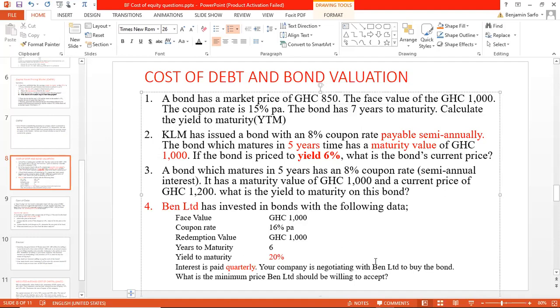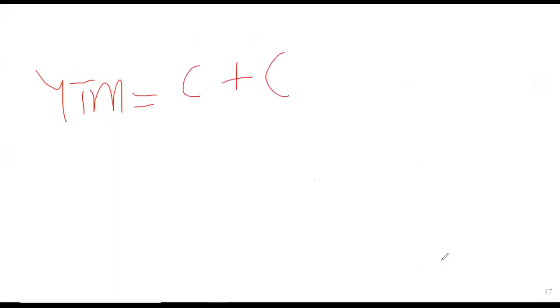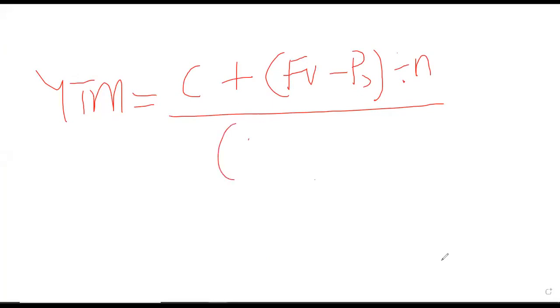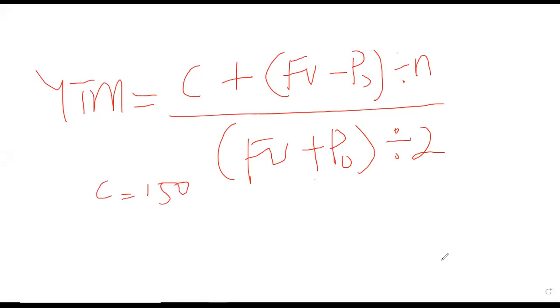So let's go to the board and then apply the formula. Our YTM is simply C plus (FV minus P naught) divided by N, all divided by (FV plus P naught) divided by 2. We have calculated our C to be 150, which is 15% times 1,000. Our FV is given as 1,000, our P naught is given as 850, and N is given as 7.